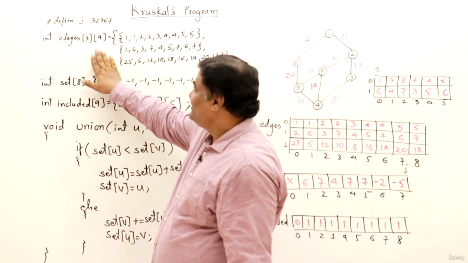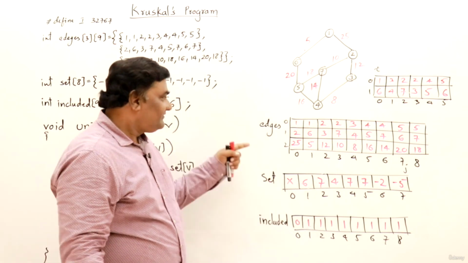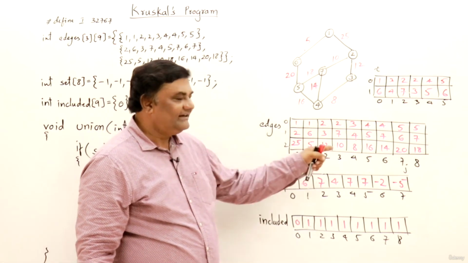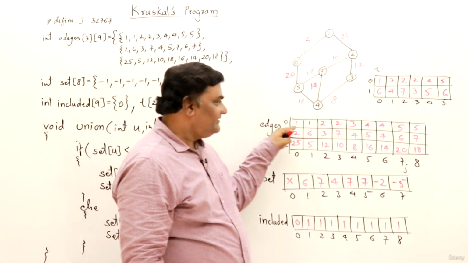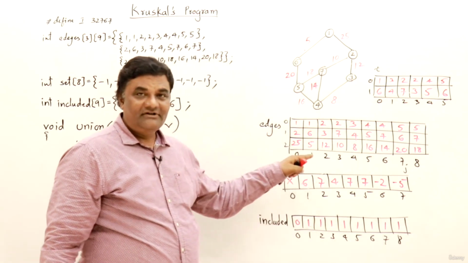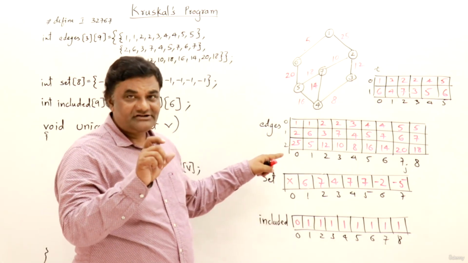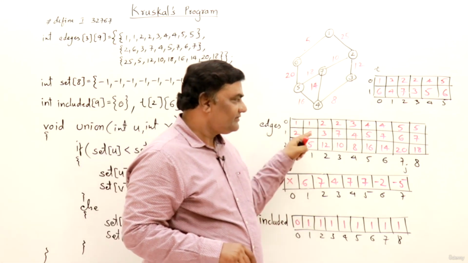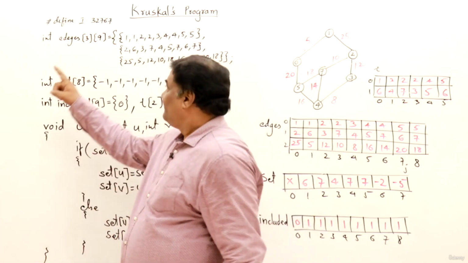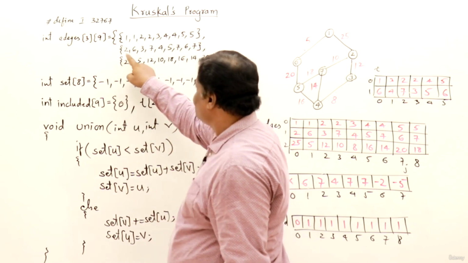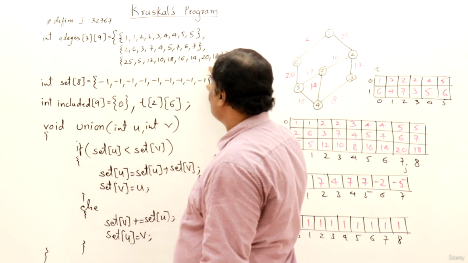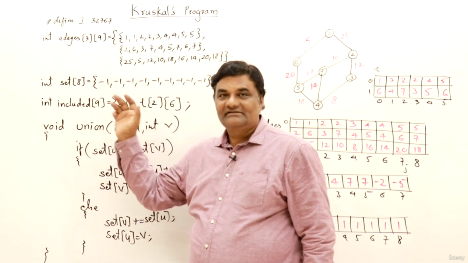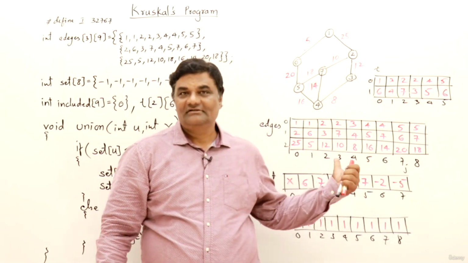Now this is edges, a two-dimensional array with 3 rows and 9 columns. The first row contains the first vertex, then the second vertex, and the cost of an edge. So this is forming one single edge. I have taken it row wise: first row, first vertex number, second vertex number, and the cost of the edges. This is the first data structure.